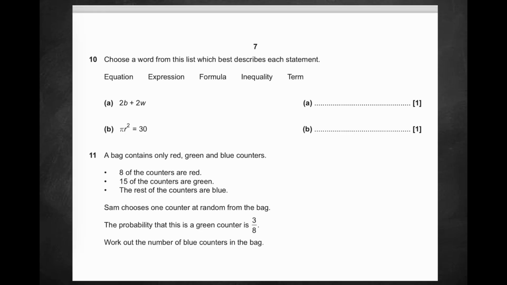Question number 10. Choose a word from this list which best describes each statement. 2b plus 2w is just an expression, as there's no equals sign or anything like that. And then part B, pi r squared equals 30, that would be an equation. So that does have an equals sign, so it's saying something is equal to something else.